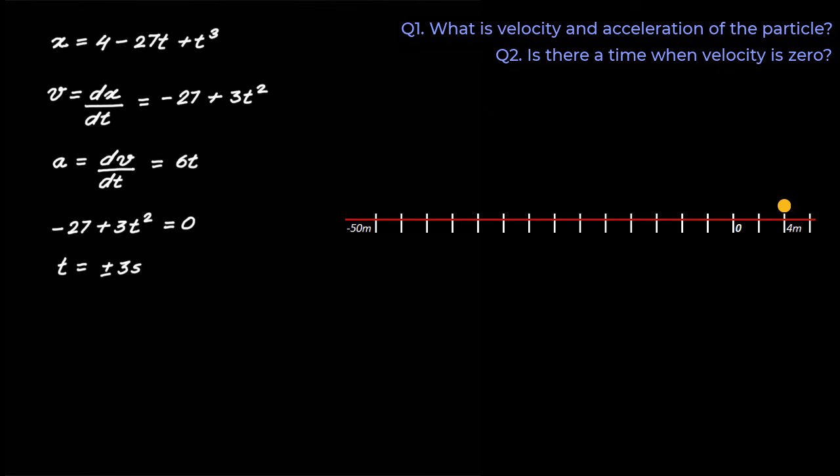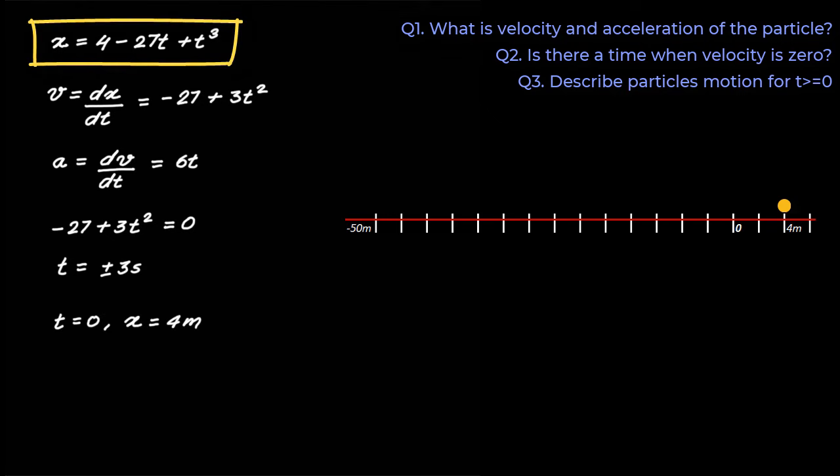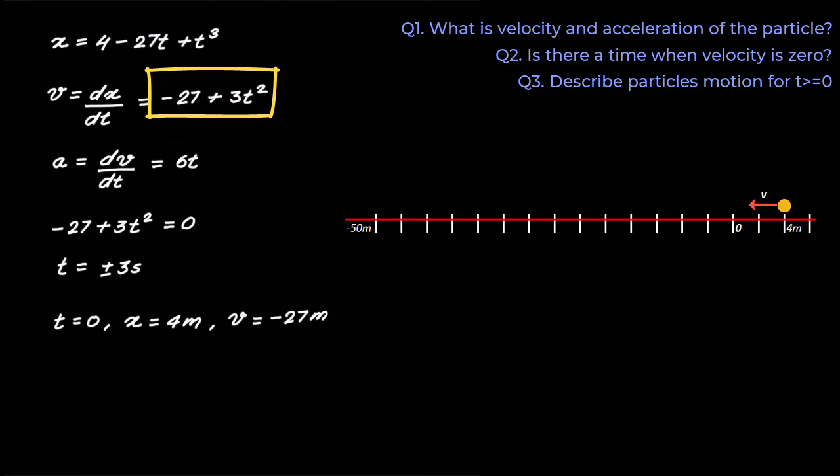The next question is, describe the particle's motion for t greater than or equal to 0. So to describe the particle's motion, we basically need to examine its position, velocity, and acceleration at various times. So we see that at t equal to 0, the particle is at plus 4 meters and its velocity is minus 27 meters per second. That means it is moving in the negative x direction. The acceleration is 0, that we obtain by putting t equal to 0 here.